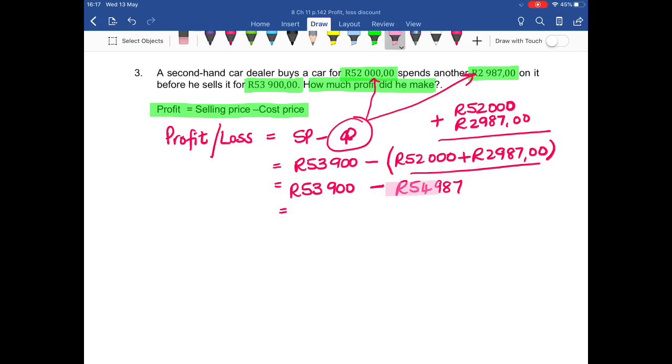Now I'm going to minus that, and remember in integers, this number is bigger, so we can't take a small number minus a bigger number. So what we're going to do is write down 54,987 and subtract 53,900, and if I do that, I will get a total of 1,087. But it is a minus, so in actual fact, he made a loss of 1,087 Rand.